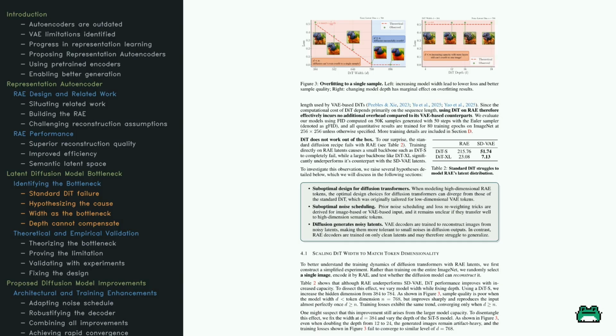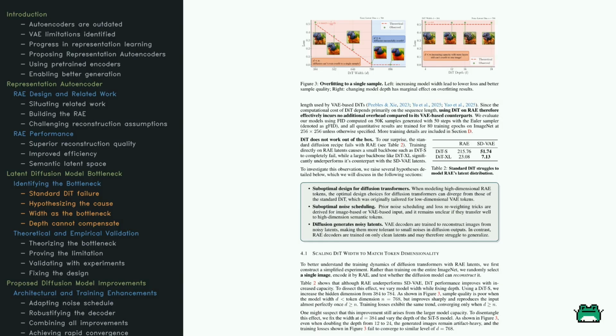To test the first idea, they run a really clever experiment shown in Figure 3. Instead of the whole dataset, they try to make the DiT overfit to just a single image. The left plot is the key. They vary the width of the transformer, which is its internal processing dimension. They discover a hard rule. If the transformer's width is smaller than the dimension of the latent tokens from the RAE, it can't even learn to copy one image. The reconstructions are garbage, but the instant the width is equal to or greater than the token dimension, it works perfectly.